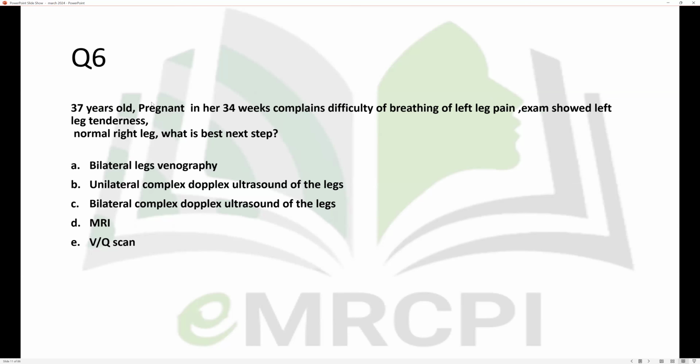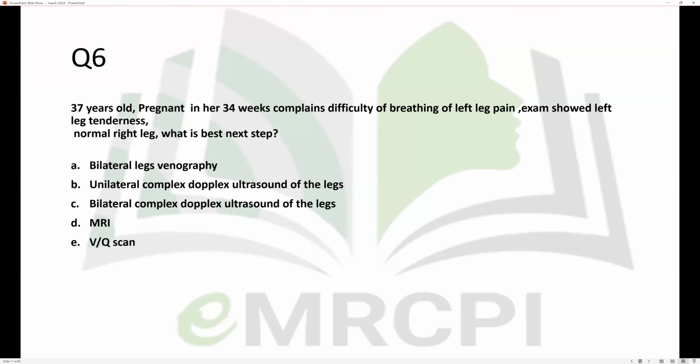A 37-year-old pregnant woman at 34 weeks complained of difficulty breathing and left leg pain. Exam showed left leg tenderness, with a normal right leg. What is the best next step? So, 37 years old, 34 weeks. She had difficulty breathing. She had leg pain, and there is tenderness. So these are signs and symptoms of DVT. Normal right leg. So what is the next step?